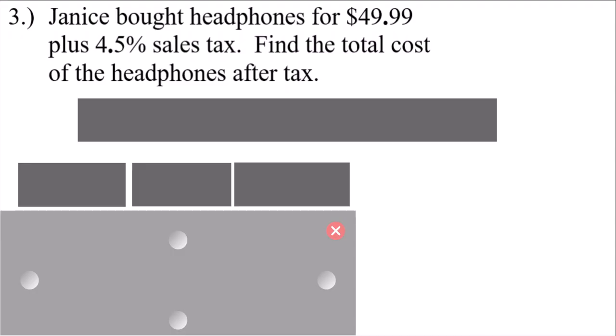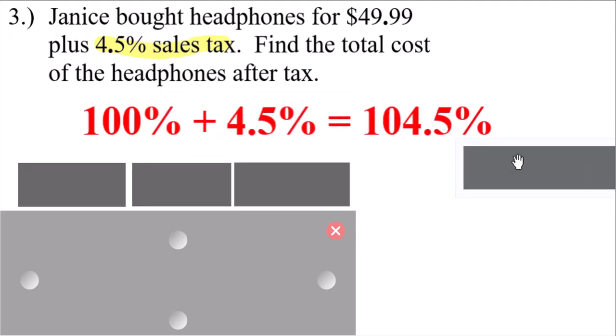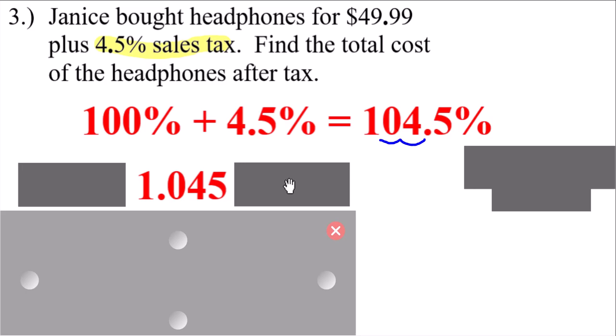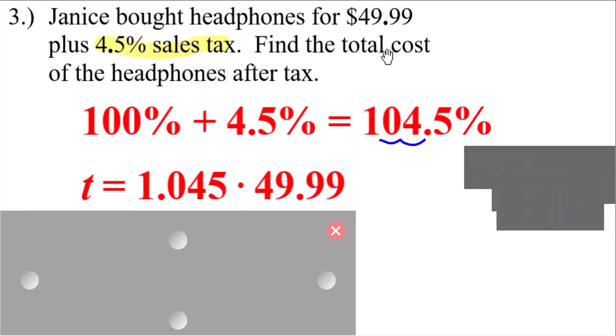All right, have you already done problem number 3? If not, hit pause. We have a sales tax, so that's going to increase the price. The original cost is 100% of itself. That means we pay 104.5% of the original price. We will move that decimal point 2 places to the left, and that's the decimal form. We're going to multiply it to the cost that was before the sales tax, which was $49.99, and that's going to help us to find the total cost after tax.